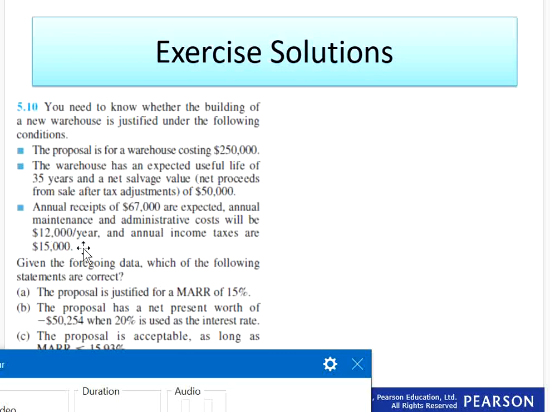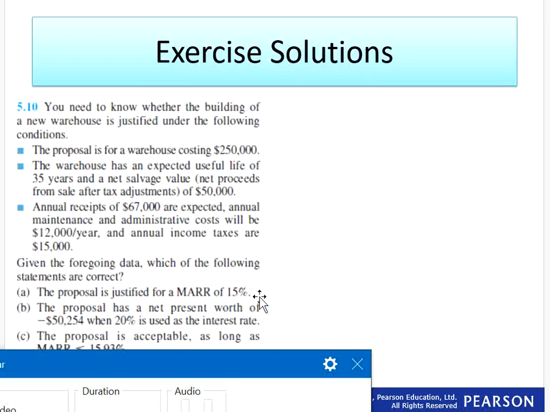So if you want to calculate our net cash flow every year, this one is the inflow, the benefit, minus this cost every year, as well as income taxes every year. So you can see this one, 66,000 plus benefit minus 12,000 minus 15,000. This is your net cash flow every year. This one is in year 0, and this one after 35 years is the salvage value, a one-time payment. So the rate is 15%.